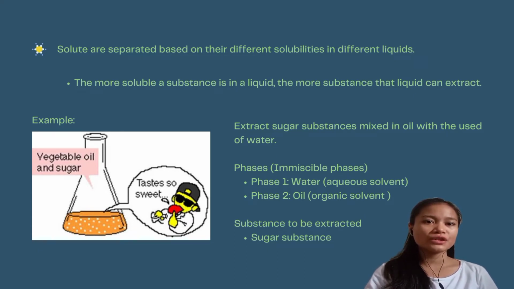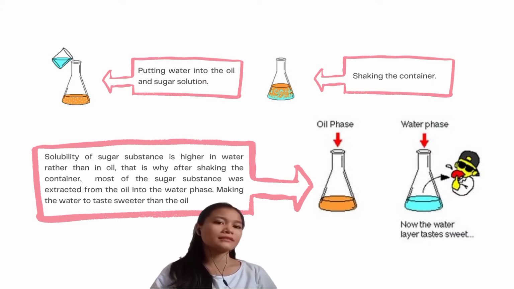That is because sugar is more soluble in water than in oil, causing the water to taste sweeter than the oil after the extraction process. The solute substances to be extracted have different levels of solubility in the aqueous and in the organic phases. And that measurement of solubility will determine which liquid phase can extract more solute. That is because the more soluble a substance is in a liquid, the more of it that liquid can extract.